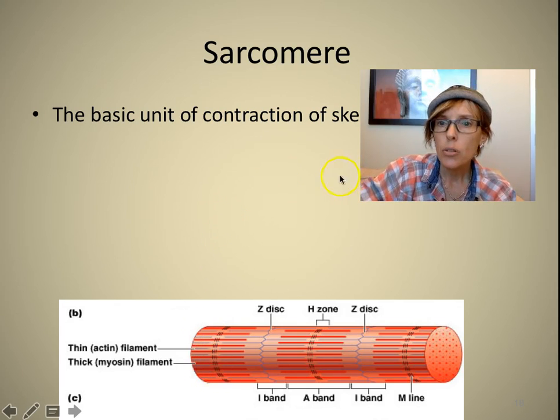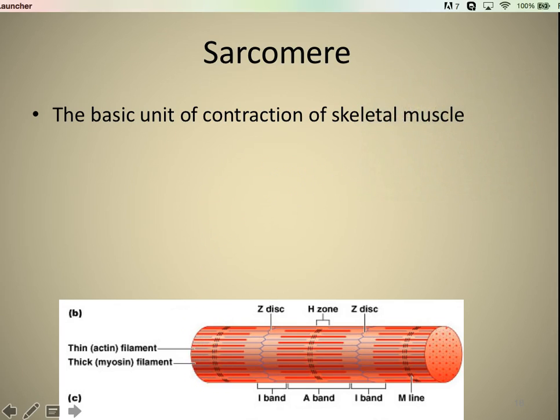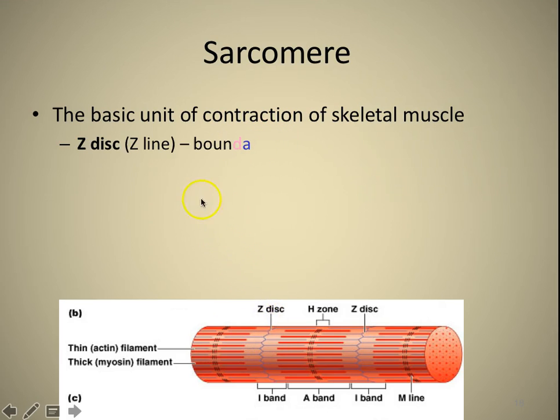All right. So I mentioned to you before that the sarcomere is the basic unit of contraction, or the functional unit of a skeletal muscle. And so basically what a sarcomere is, you're going from what's known as a Z-disc to a Z-disc. That distance from Z-disc to Z-disc is one sarcomere. Okay, so anything in between.